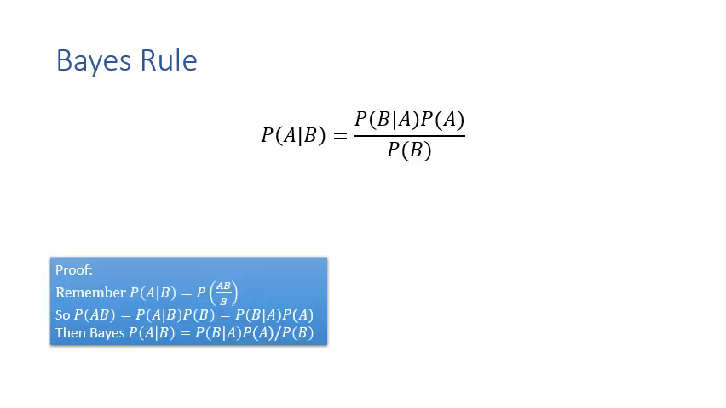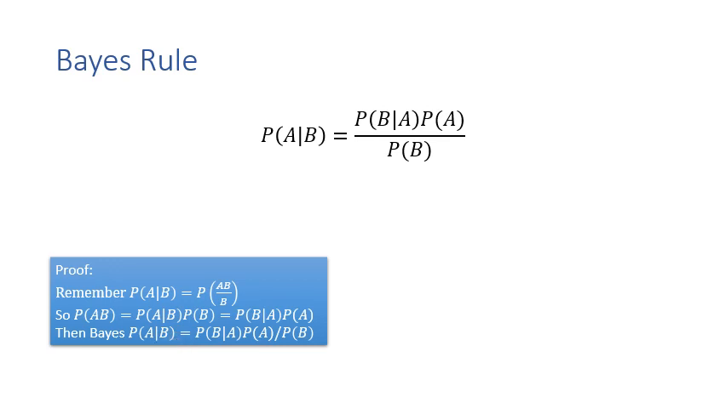Here's a simple proof. Remember that the conditional probability of A given B has occurred is equal to P of A and B divided by the probability of B. So the probability of A intersection B is equal to the probability of A given B multiplied by P of B, or probability of B given A multiplied by P of A. So actually A and B are interchangeable. So that's the Bayes' rule.